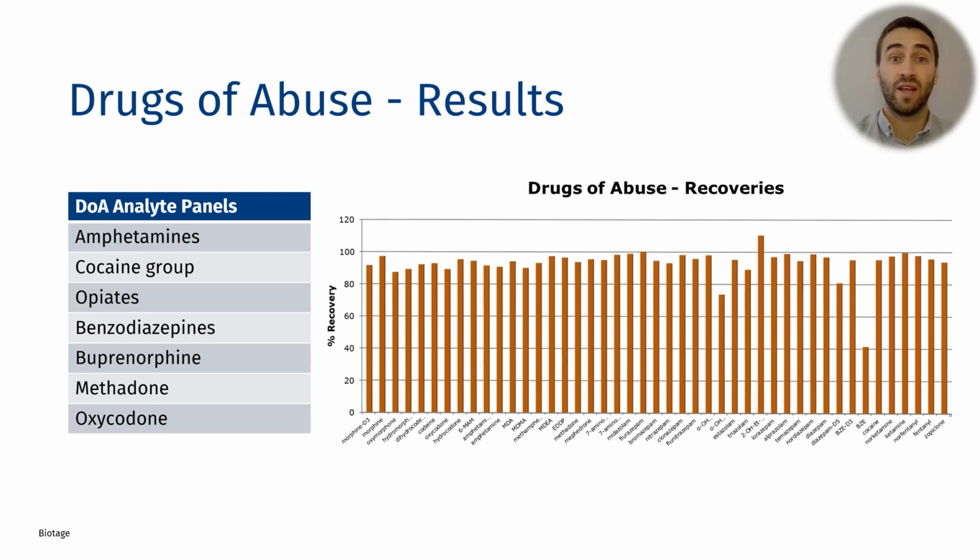So we covered a large panel, which included amphetamines, cocaines, opiates, benzodiazepines, for example. These are varied in their characteristics as well as their functionality. So it's a range of polarities as well as different strength bases. And the graph here shows that the recoveries were greater than 80-90% for the majority of the analytes, with RSDs less than 10% and very minimal ion suppression.